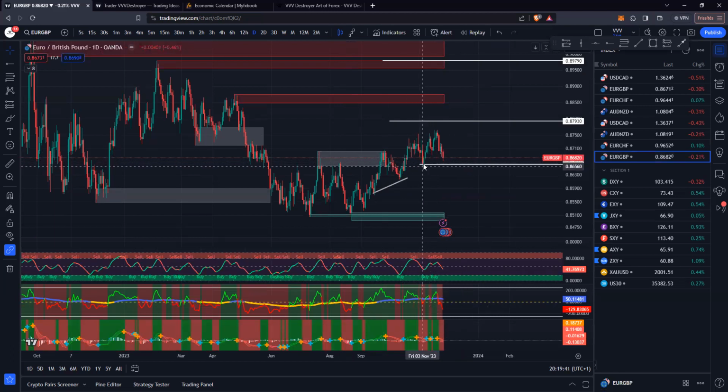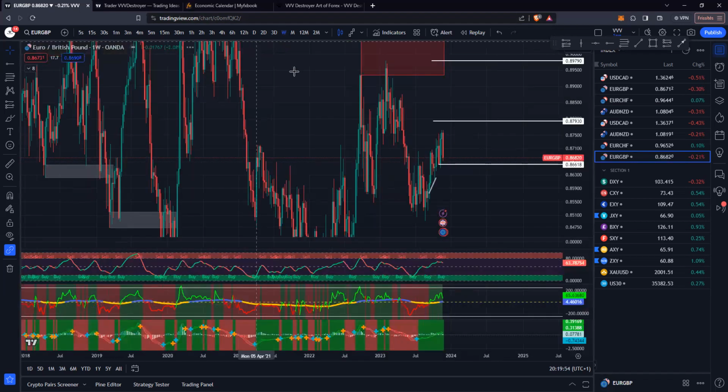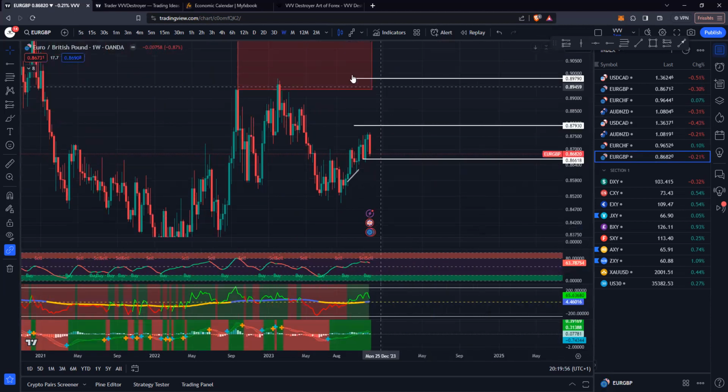And here the same. Let's see, we are not seeing any divergences. Okay. So we just can wait and see what's happening on the previous low. Nothing more. Okay.